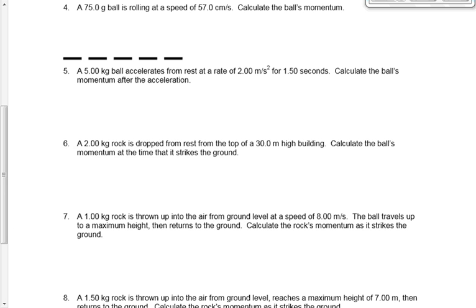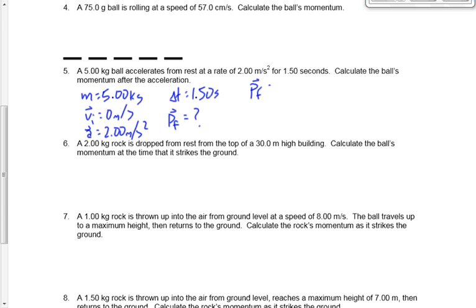Same basic idea though. Let's say the mass is 5 kilograms. Let's say VI is 0 because it starts at rest. Let's say A is 2.00. We don't know what VF is. That's what we're looking for, right? Our time is 1.50 seconds. Ultimately, we want to find PF, the final momentum. What equation did somebody use to find VF there? The velocity at the end of it all.